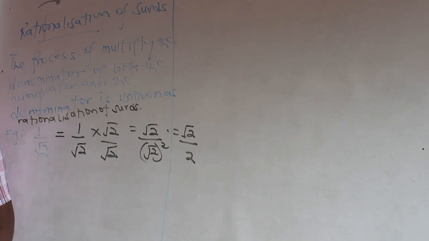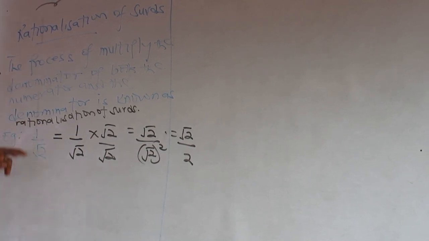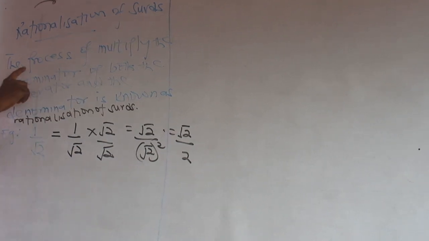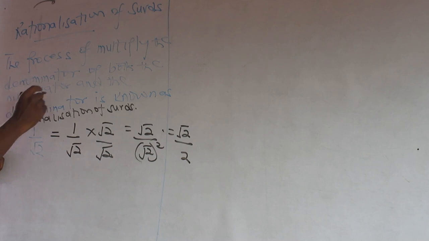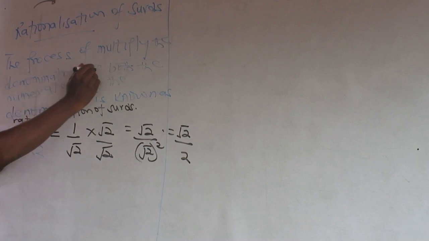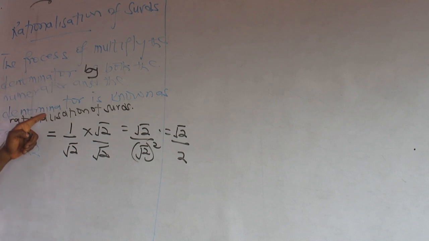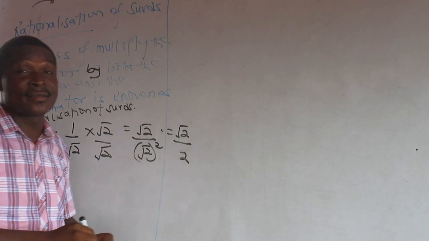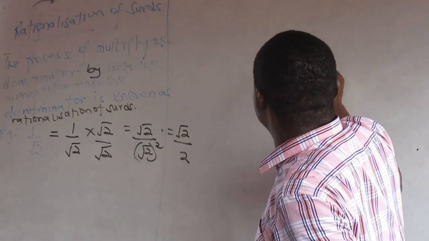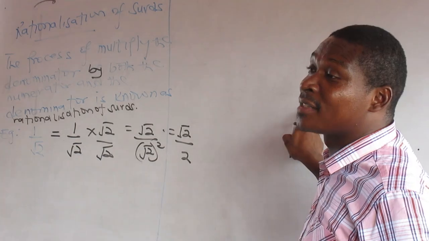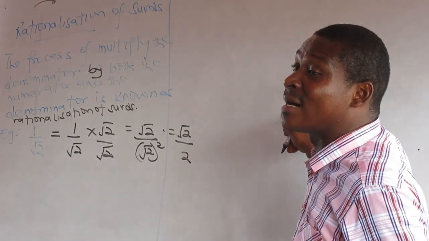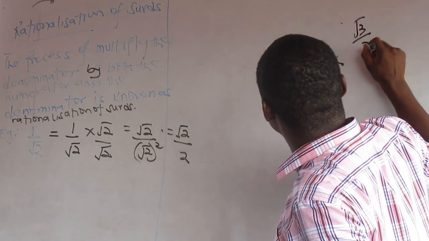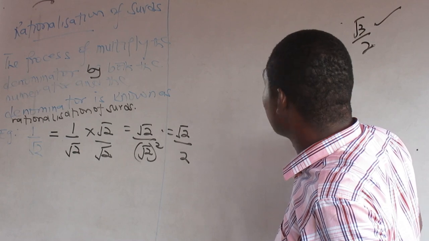Okay, so that is what we call rationalization of SURDS. The process of multiplying the denominator by both the numerator and the denominator once again is known as rationalizing SURDS. Why do we rationalize SURDS? Let's look at something here. No answer in mathematics can look like this. It needs to be rationalized. It means the denominator of a fractional answer cannot be a square root. The answer can be this, okay? But not this. You understand?